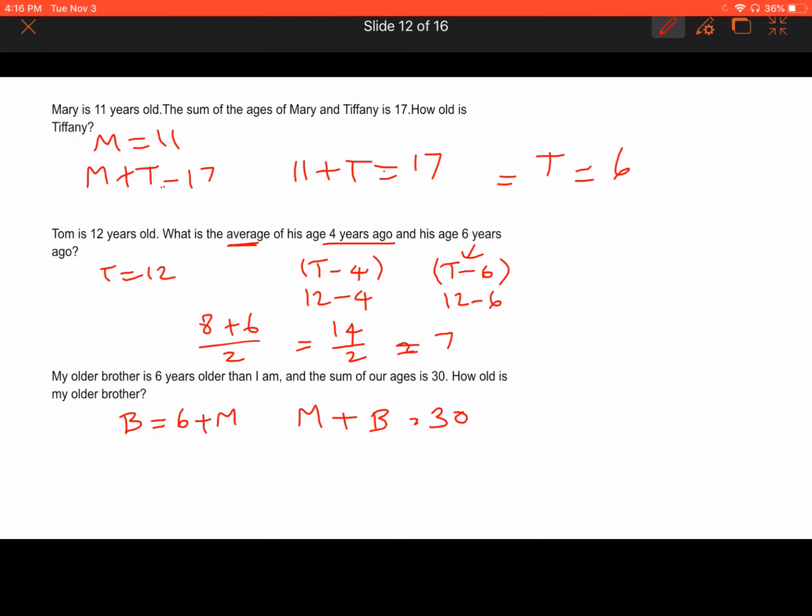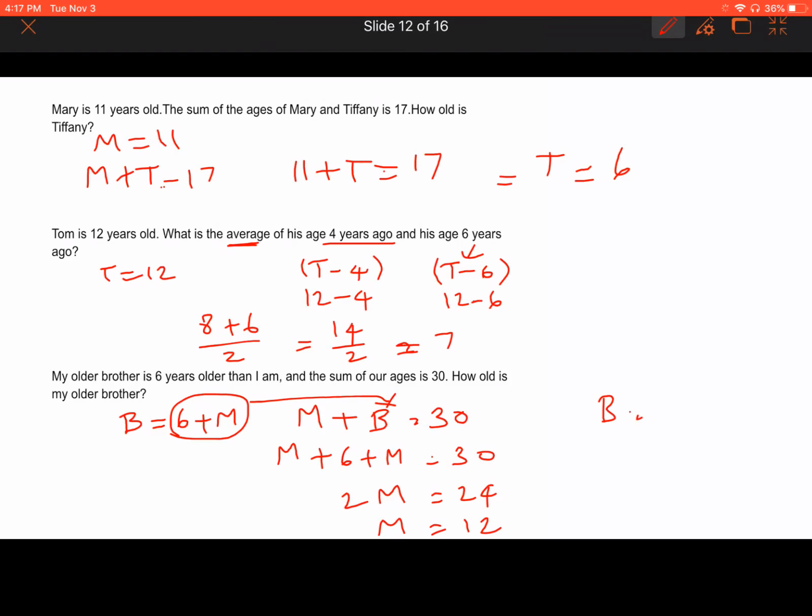So we have to just substitute the value of b in this equation. It's going to be 6 plus n plus n, which is equal to 30. 2n is equal to 24. So my age is going to be 12. They are asking for the age of my older brother. So the brother's age is 6 years added to my age. So he is going to be 18 years old.